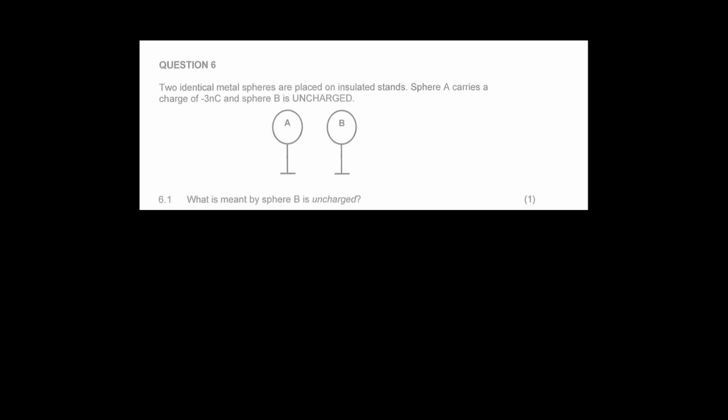Metals are conductors, meaning they allow free electron flow or free negative charge flow. These metal spheres are conductors placed on insulated stands. Insulators do not allow the flow of negative charge or electrons.